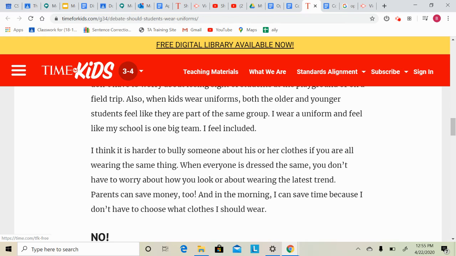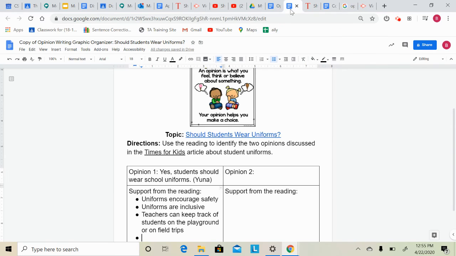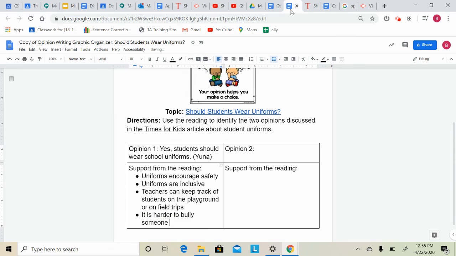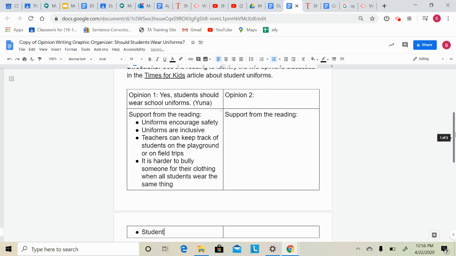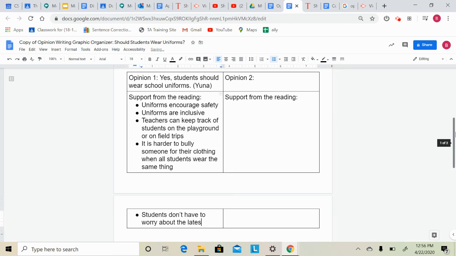Let's go on. I think it is harder to bully someone about his or her clothes if you are all wearing the same thing. When everyone is dressed the same, you don't have to worry about how you look or wearing the latest trend. Okay, so I might say it is harder to bully someone for their clothing when all students wear the same thing. This is very close to what Una said, just tweaked a little bit, and students don't have to worry about the latest trends. Okay, so these are Una's points, and there's even a few more.